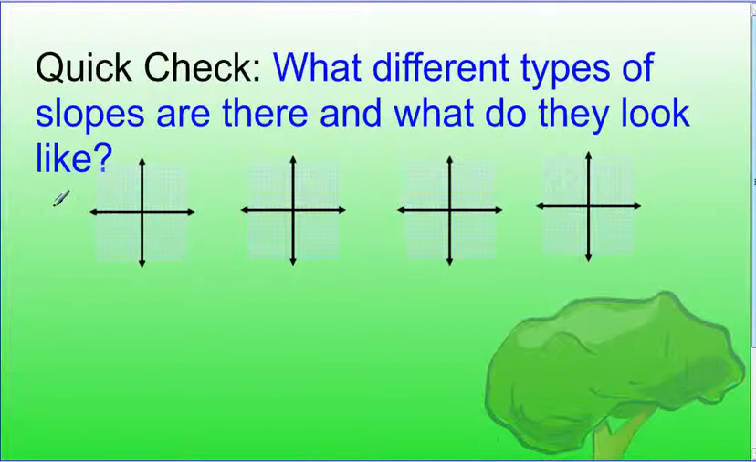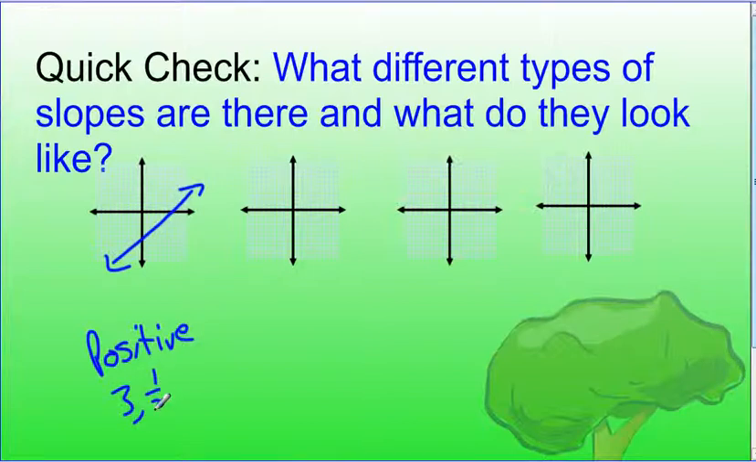First slope would be a positive slope. A positive slope is when your line is going uphill like that. And that'd be like a +3 or a +1/2 or +4/6, something like that. They're all positive.